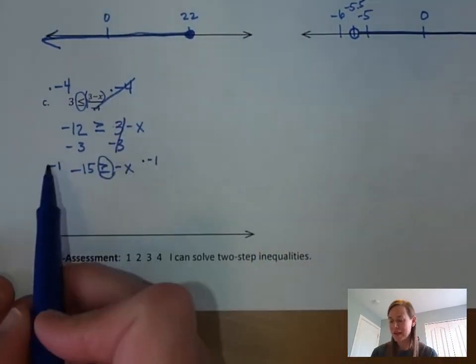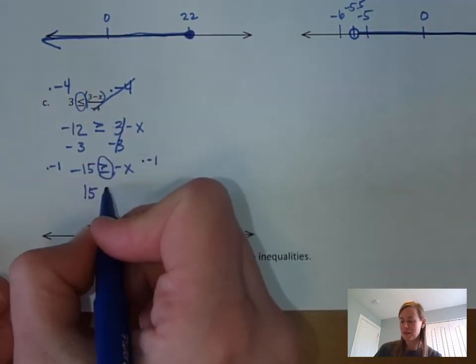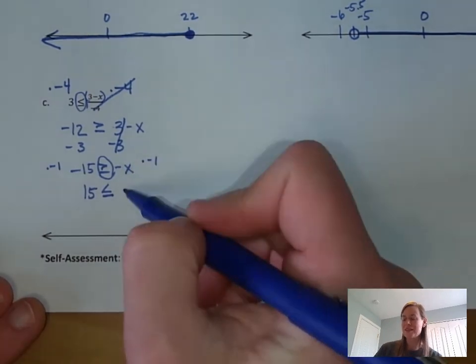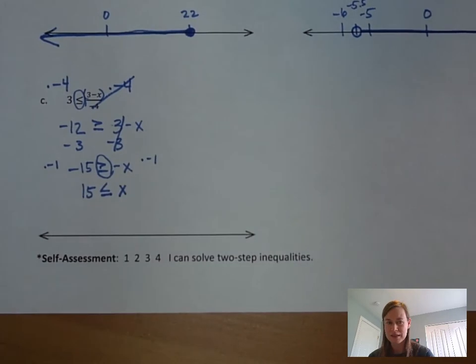Okay, now let's do the math. Negative 1 times negative 15 equals positive 15. Now let's flip the sign. Negative x times negative 1 is going to equal positive x, just like we wanted. We wanted that x to be positive, now it's positive.